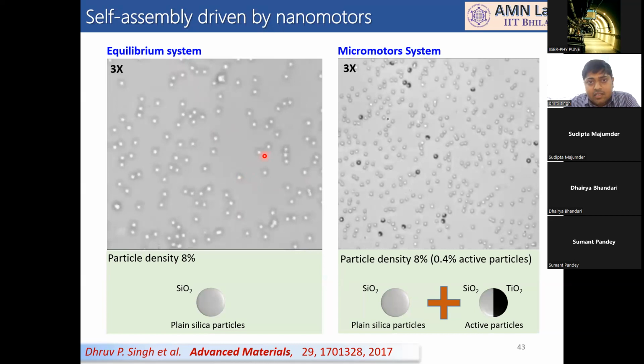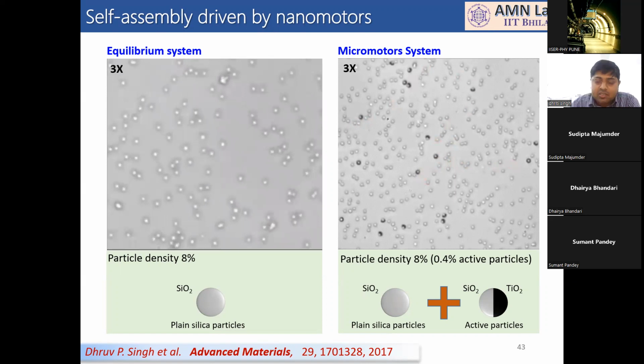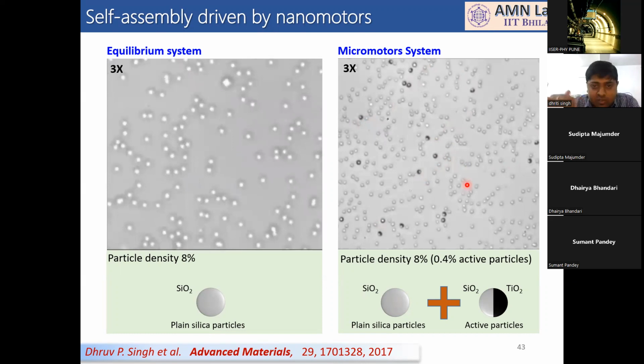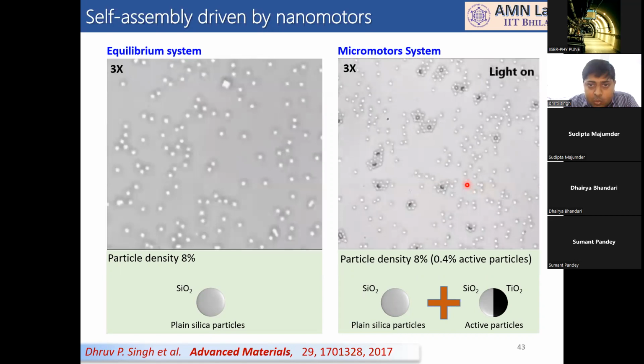Second is our micromotor system. Here, in the same system, I have added some micromotors. These black half dots you are seeing are the micromotors added into this system. Now we will see how things change. When I turn the light on, you see they start moving. When they move, they also collect the surrounding passive particles. They form small crystallites. Crystallites are further joining by fusion, and you can see that they are forming small crystals.